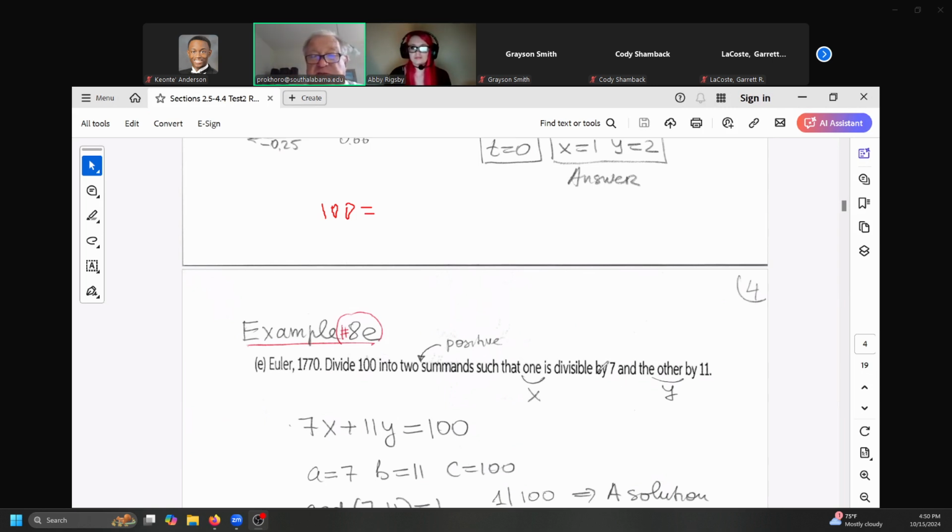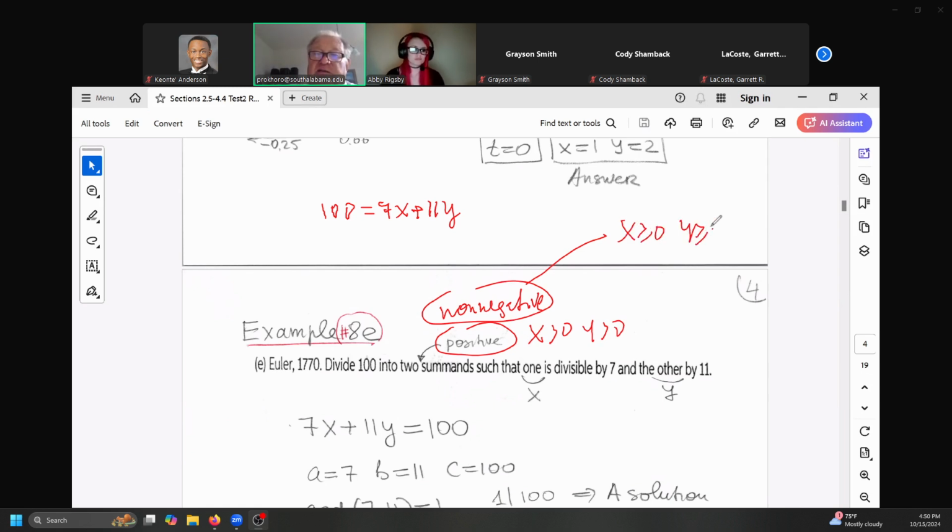is the sum of 2 expressions. The first is divisible by 7, so we write 7 times x. And the second is a number divisible by 11, so 11 times y. And also it's written that there is some kind of restriction on x and y. In this problem, actually, I solve non-negative. So if it's positive, x is greater than 0 and y is greater than 0. But if non-negative, x is greater than or equal to 0 and y is greater than or equal to 0. So we need to find these solutions.